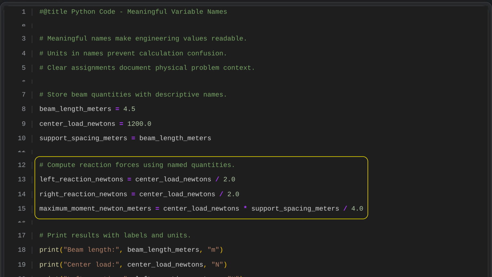For a beam with a center load, each support reaction is half of the total load. The maximum bending moment occurs at the center and is found by multiplying the center load by the support spacing, then dividing by 4. This gives the key reaction forces and maximum moment needed to assess the beam.